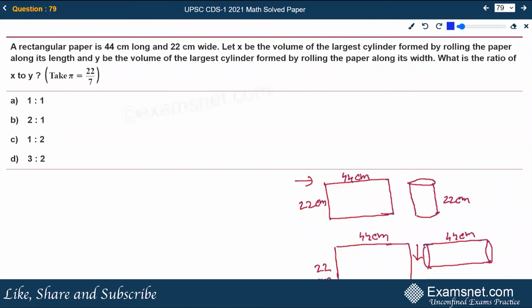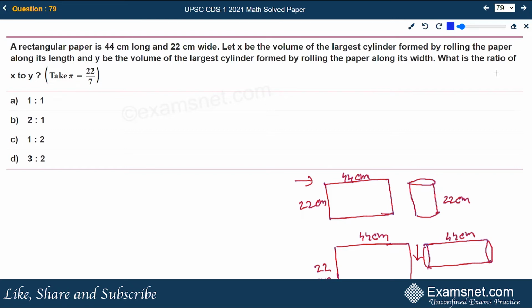In question number 79, we are given a rectangular paper that is 44 centimeter long and 22 centimeter wide. Let X be the volume of the largest cylinder formed by rolling the paper along its length, and Y be the volume of the largest cylinder formed by rolling the paper along its width. What is the ratio of X to Y?